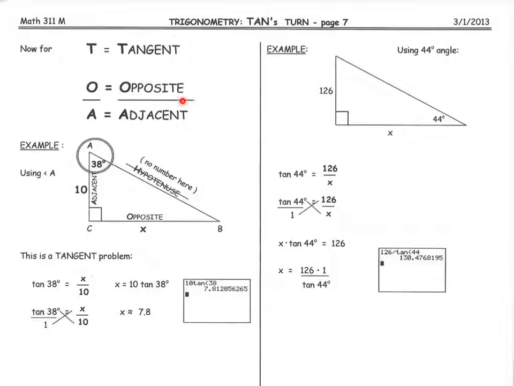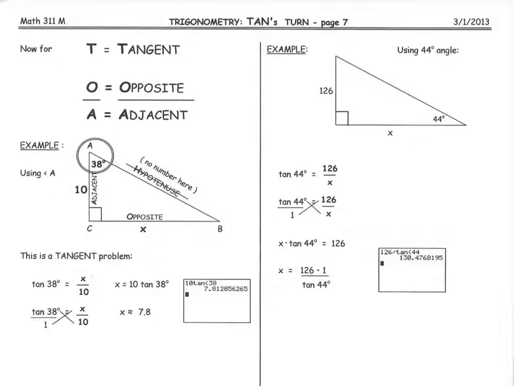And again, as in this example, once we decide to use corner A because we know that it has 38 degrees, and we know that 10 is adjacent to 38 because 38 touches 10, and we know that X is opposite to 38 because as 38 gazes across the triangle, opposite X is what it sees. And because there's no number here on this side of the triangle, the hypotenuse is not part of this problem, which is why the O and the A are used and the H is not.